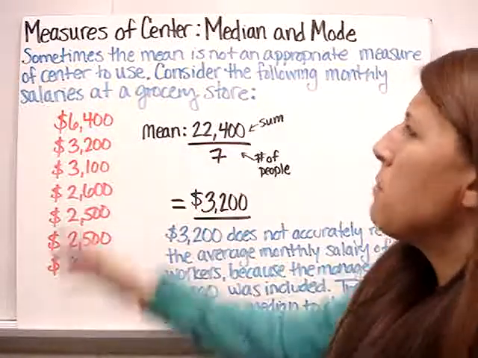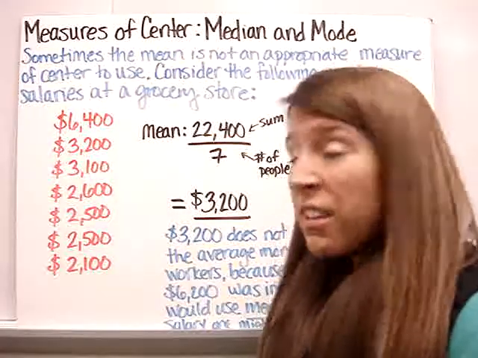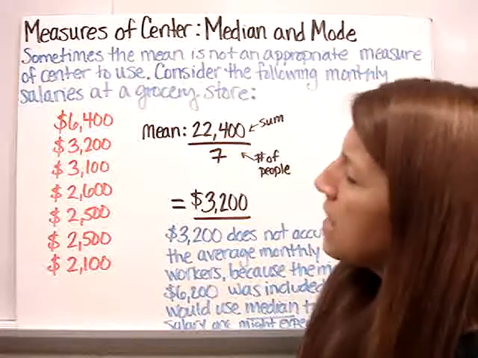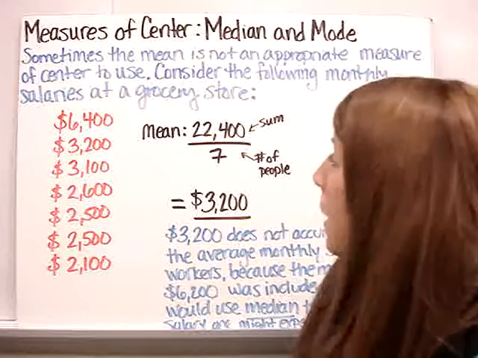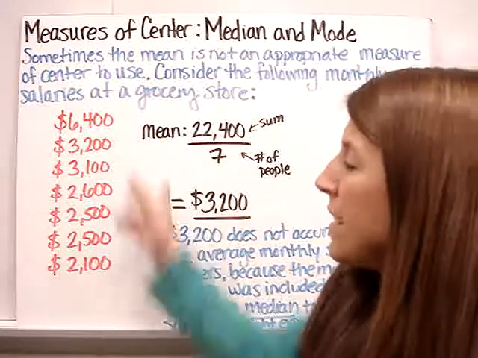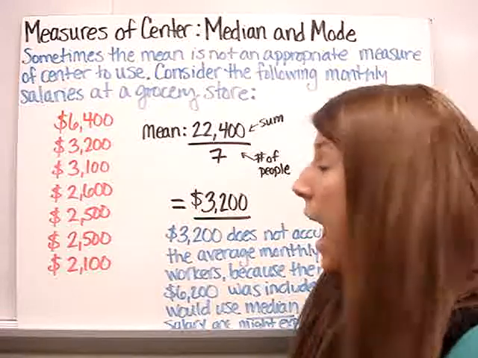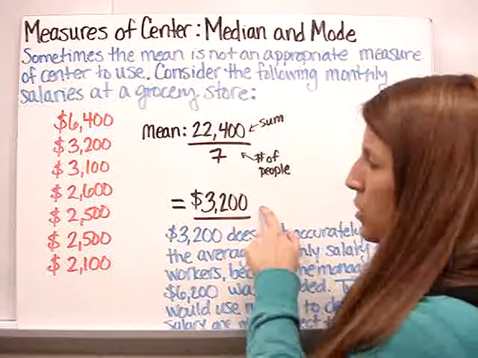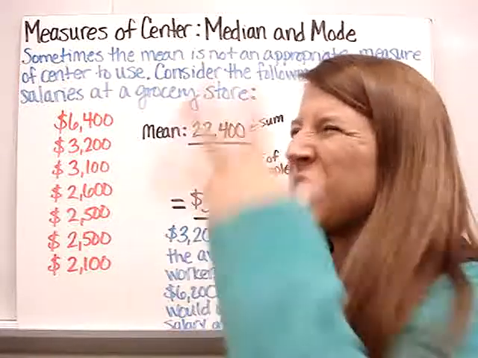Consider the following monthly salaries at a grocery store. $6,400, $3,200, $3,100, and then the rest of these are under $3,000. If I were to find the mean of these 6 or 7 salaries, I would get an average monthly salary of $3,200. Well, the mean is supposed to be a measure of center.